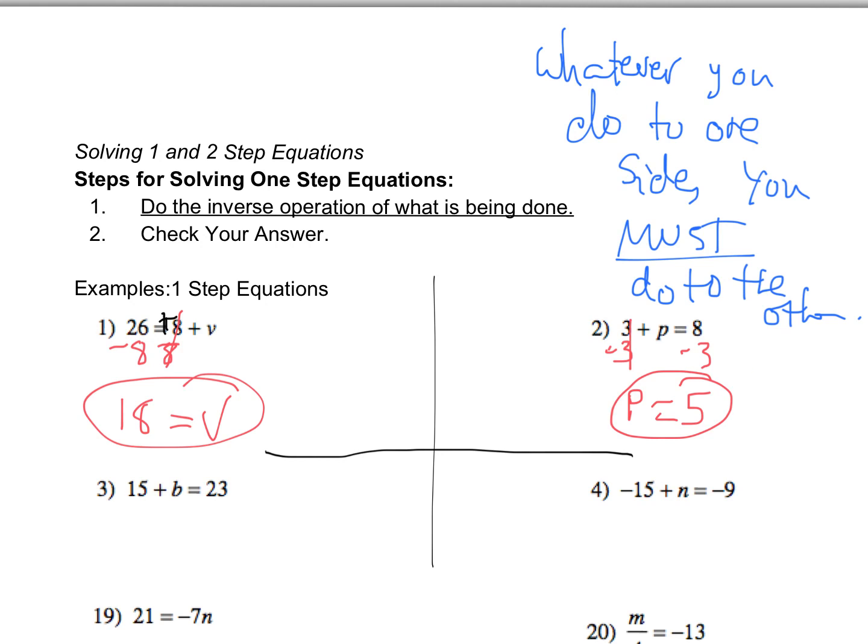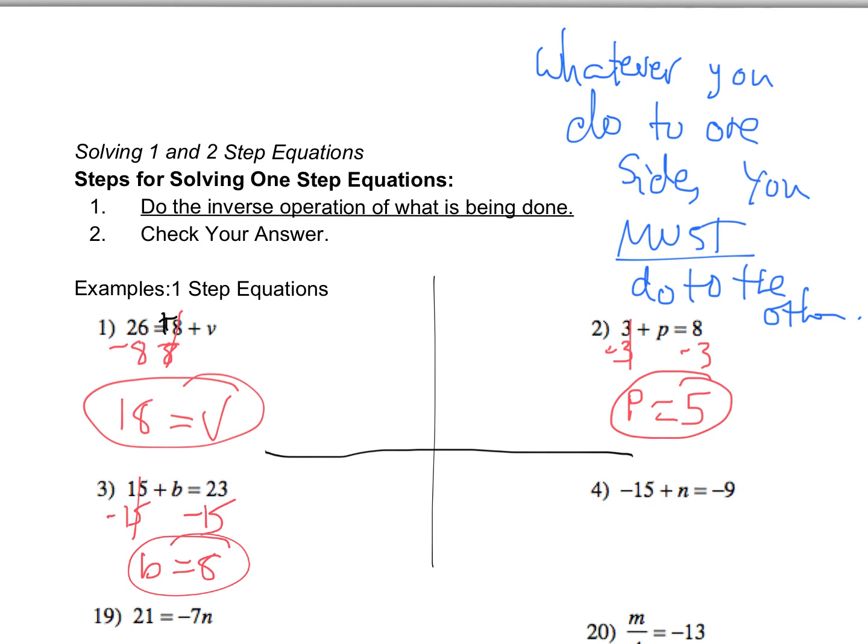Okay. Number 3. We would first see what the inverse operation is. We look, and it's a positive number, so we know we got to subtract. So we subtract 15 minus 15 to get 0. Then we do 23 minus 15, and that equals 8. So we rewrite b equals 8. I'm not going to check that one, but you can.